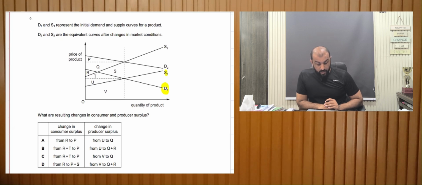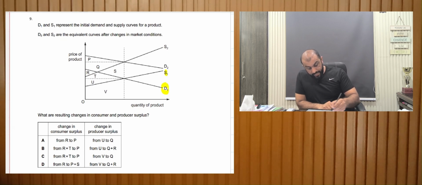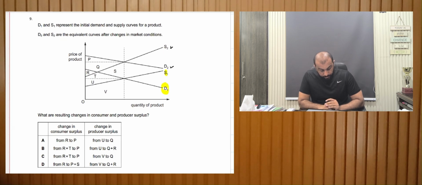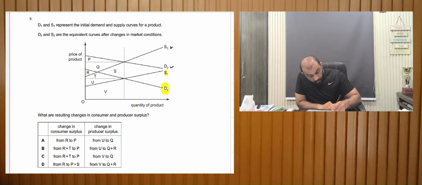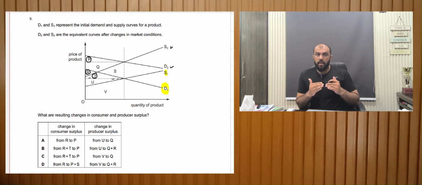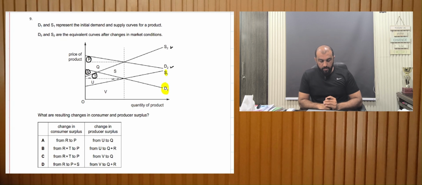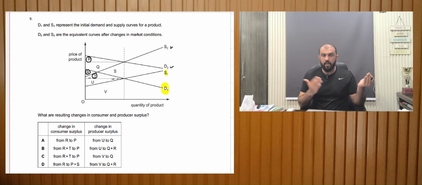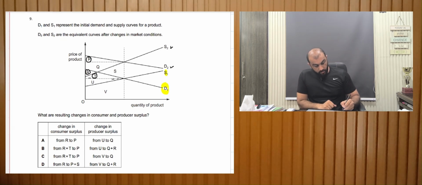D2, S2 are equivalent curves after changes in the market condition. Now it is D2 and S2. What are the resulting changes in consumer and producer surplus? Initially, the equilibrium was this. The consumer surplus was R and T, and it's now P. Above the equilibrium price is my consumer surplus, right? So R to R plus T was my consumer surplus earlier. Now it's only P. So the answer would be B or C.